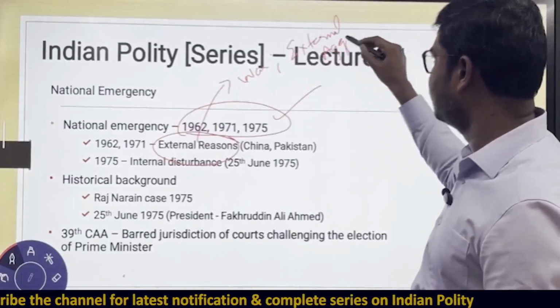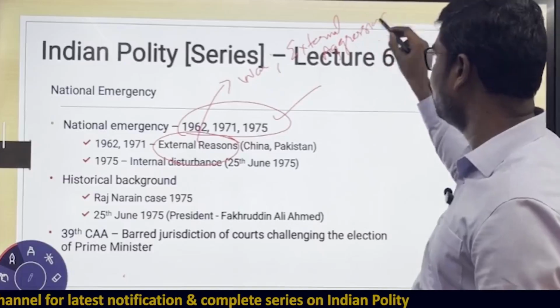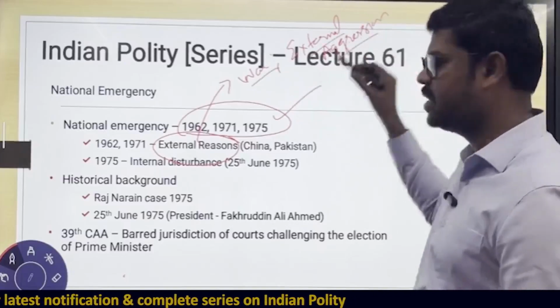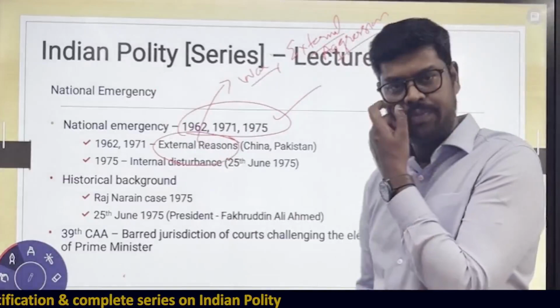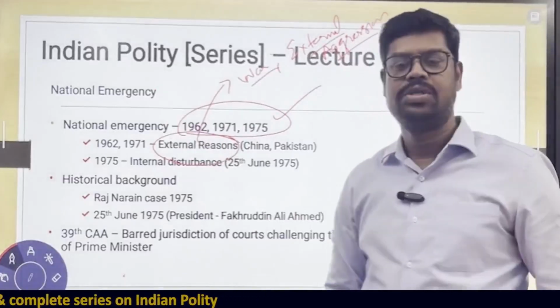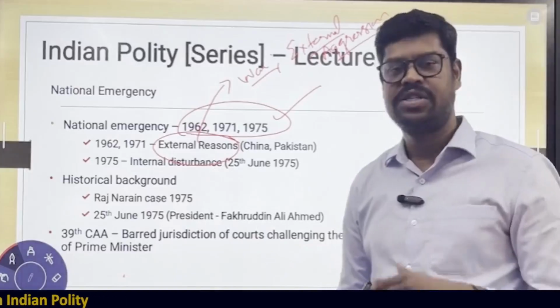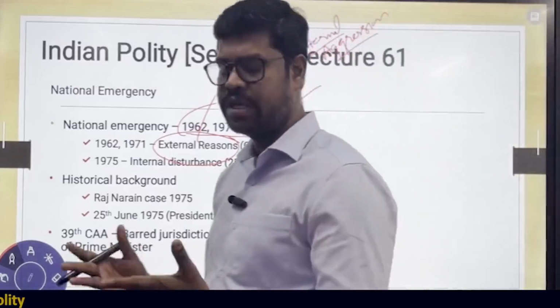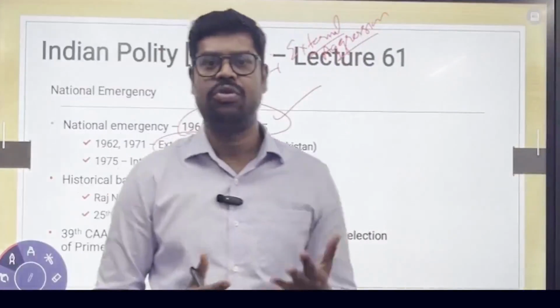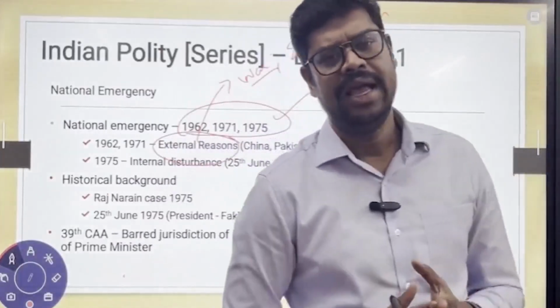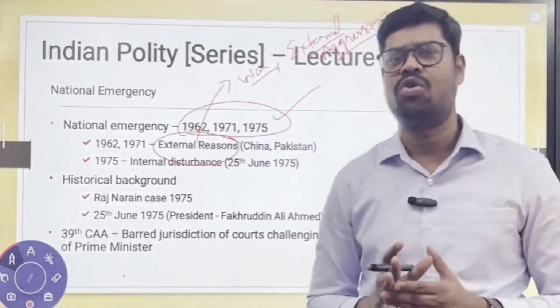So when I say external reasons, the reason as to why the national emergency is proclaimed has arisen out of the country. So in 1962 it was because of war with China, and in 1971 it was because of external aggression from Pakistan. In both cases it resulted in war, and therefore there was a national emergency, and these two national emergencies were not controversial.